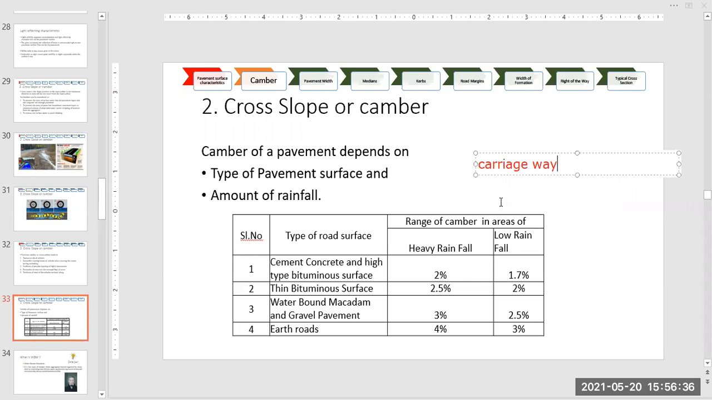For example, when we are talking about cement concrete or high type bituminous surface, that means high quality roads, the cross slope should be 2 to 1.7%. In the sense, for heavy rainfall, we provide 2%. For low rainfall, 1.7%.